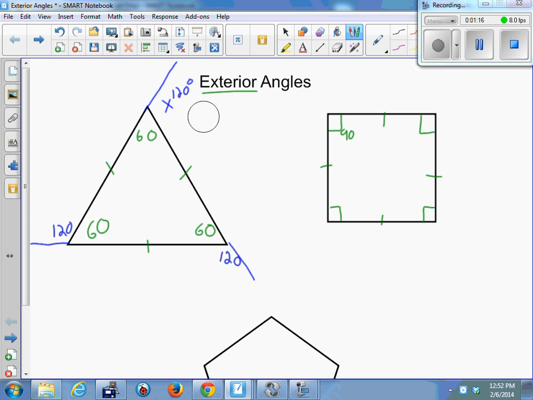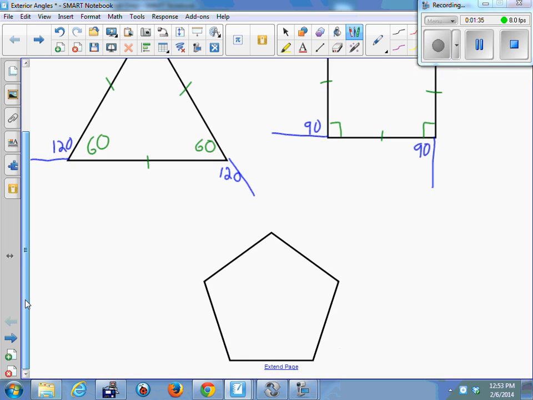All right, on the outside of a square, you should know this. This is 90. This is going to be 90 as well. So all these exterior angles are going to be 90 degrees. And then we'll come back to what that means in a little bit.